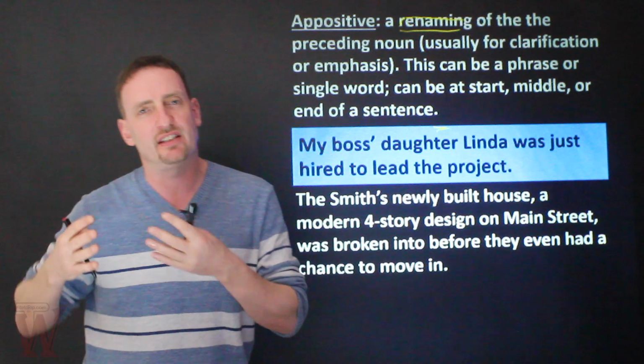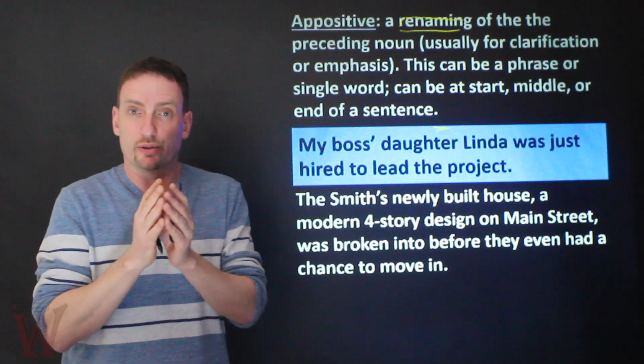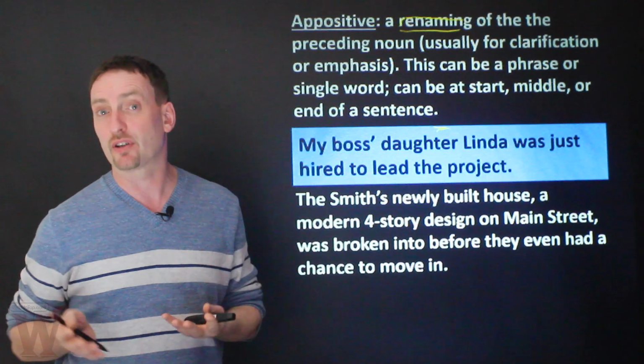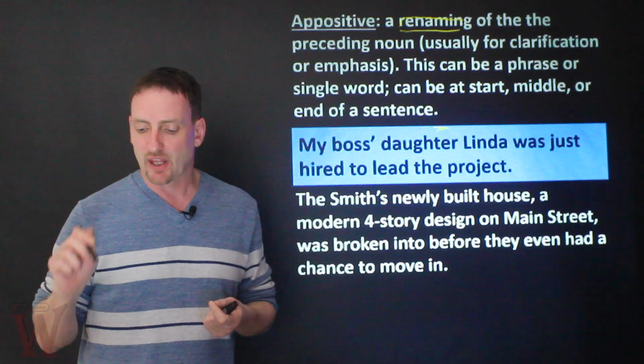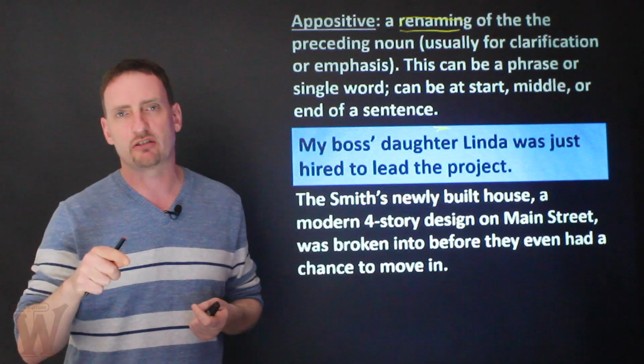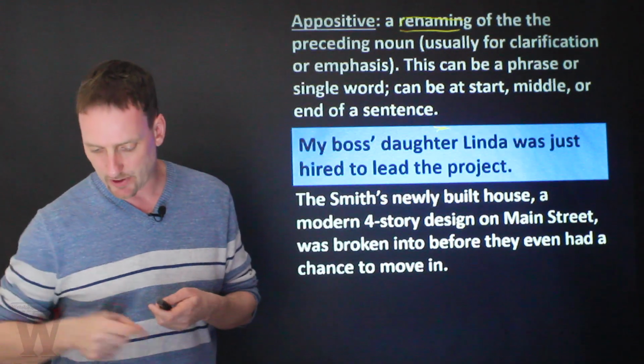So think of appositives like adjective clauses, okay? Except that they're reduced. There's no conjunction, there's no subject, there's no verb. There's just a noun or the noun phrase. Now, if the boss has more than one daughter, and I need to tell you which daughter it is, I take the commas out and I identify her as Linda, okay?